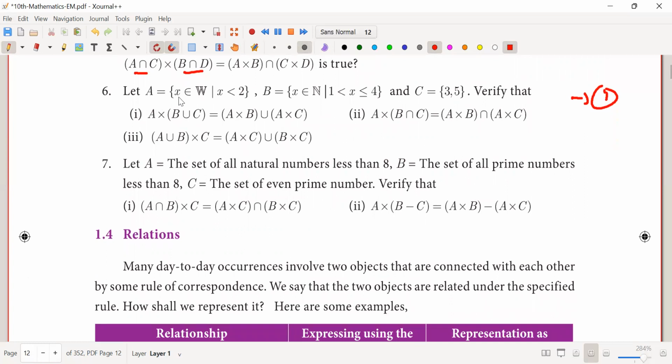Here, whole number x lesser than 2. What is A?